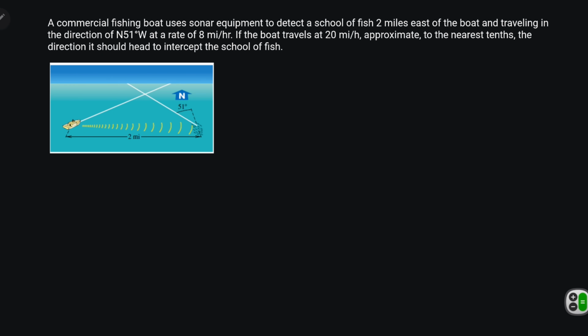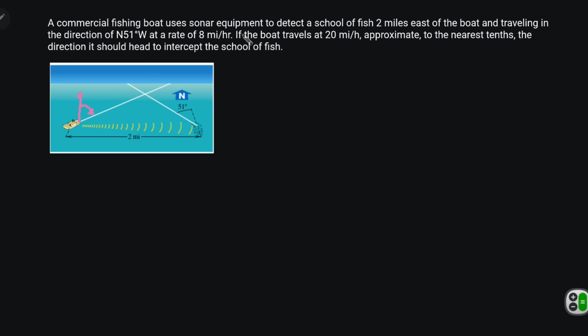We have this that says a commercial fishing boat uses sonar equipment to detect the school of fish 2 miles east of the boat and traveling in the direction of north 51 degrees west at a rate of 8 miles per hour. If the boat travels at 20 miles per hour, approximate to the nearest tenth the direction it should head to intercept the school of fish. So basically they're asking me for this, right? If we have our cardinal points here, they're asking me for this angle, right? Because that will be the direction.